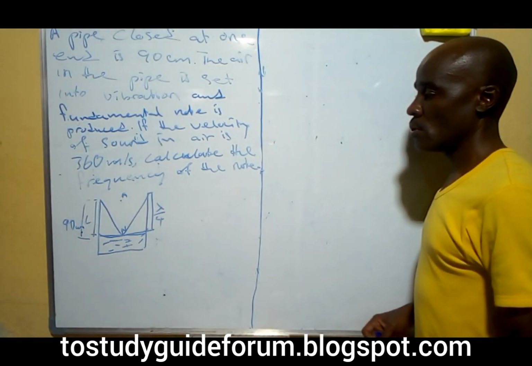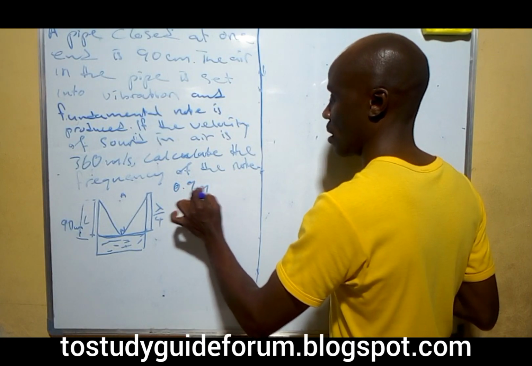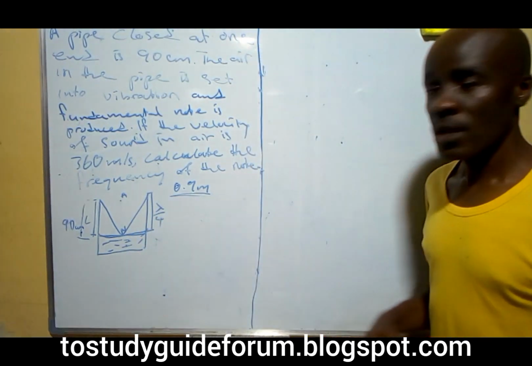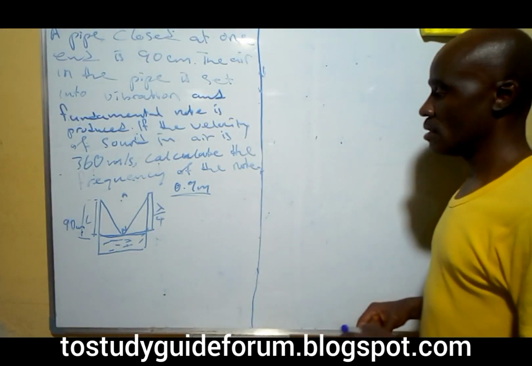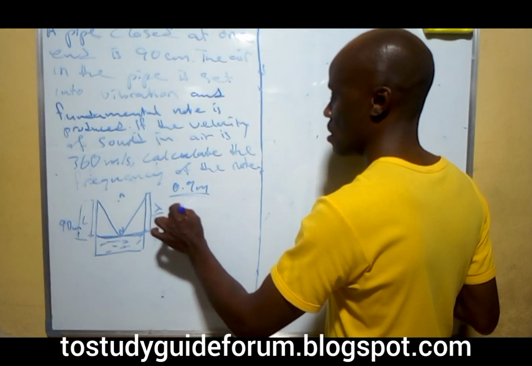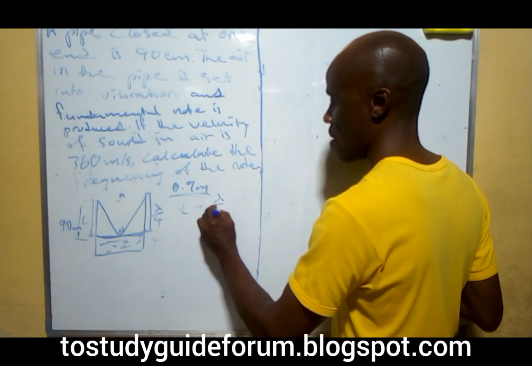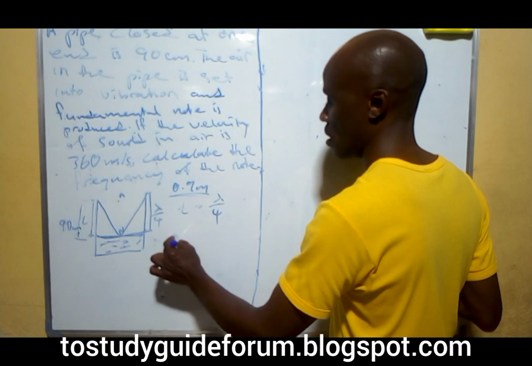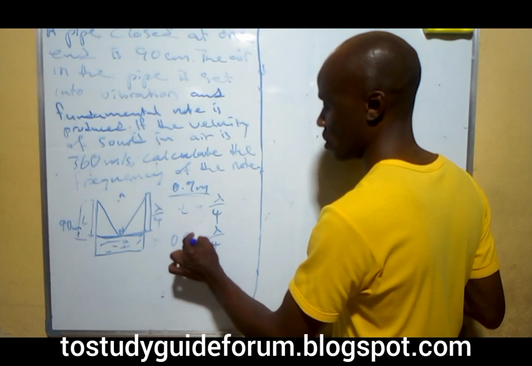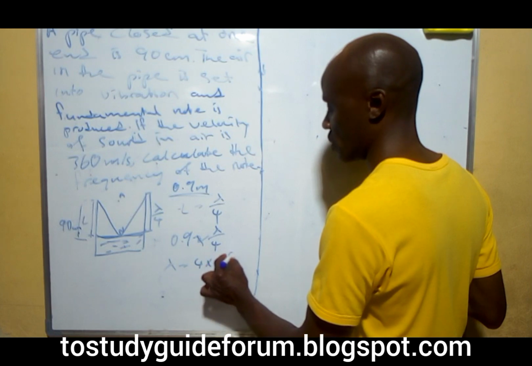It's 90 cm. Since it's 90 cm, it's certainly 0.9 meter. Now the first thing we're going to do here is to get the value of the wavelength. Since the length of the closed pipe is wavelength over 4, the length is equal to wavelength over what? 4.